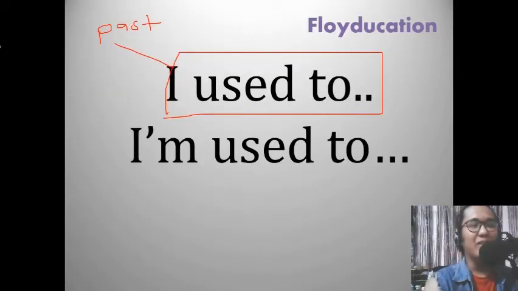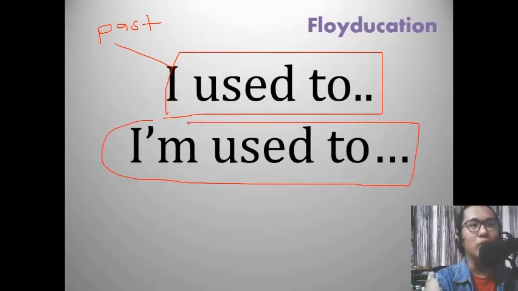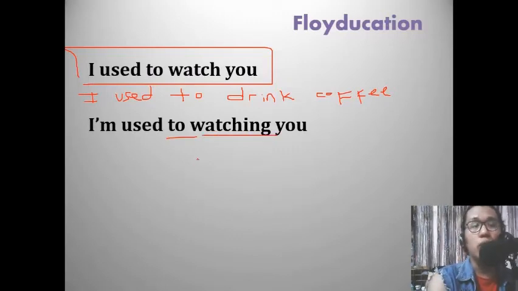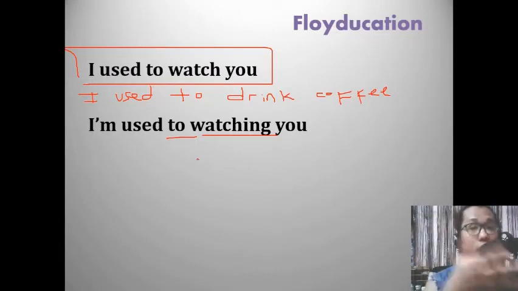Now let's go to the second one, "I'm used to." Don't be confused with this one. For example, I'm used to watching you. So "I'm used to" and then "watching," right? It's supposed to be "to watch," right? But don't worry, because this is a correct sentence structure. I will not explain it now; maybe next time I'm going to explain it, but let's focus on this one first.